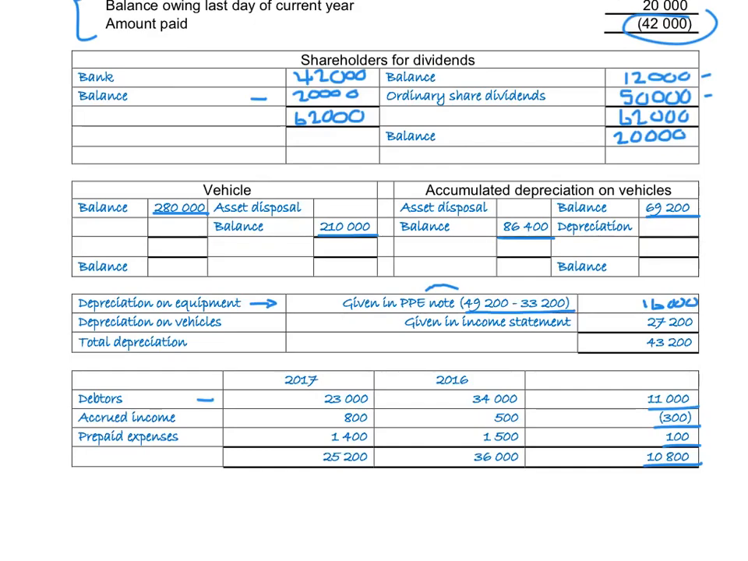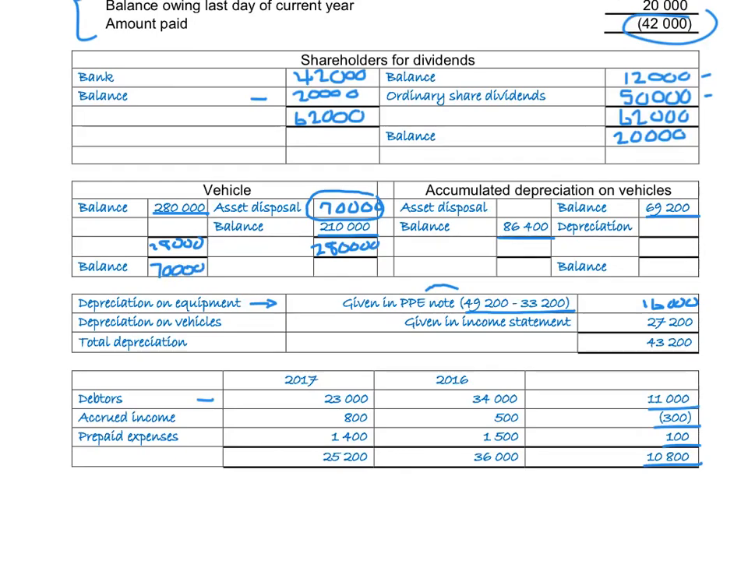On the vehicles, they told us that they sold a vehicle. They didn't give us the cost price, they gave us the carrying amount. But because we didn't buy any vehicles, I can balance my vehicles account to determine the amount that we have to take out of the vehicles account. So it means the amount that we've taken to the asset disposal was 70,000. Then the totals on both sides will be 280,000, and the balance brought down on the debit side will be 70,000.